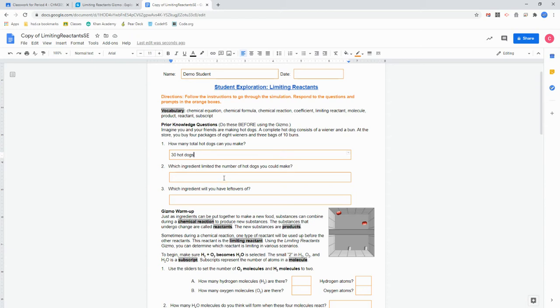Which ingredient limited the number of hot dogs you can make? Well, that was the buns. Which ingredient will you have left over? Well, that'll be the wieners. So again, this is a little bit of stoichiometry. It's a lot of stoichiometry.